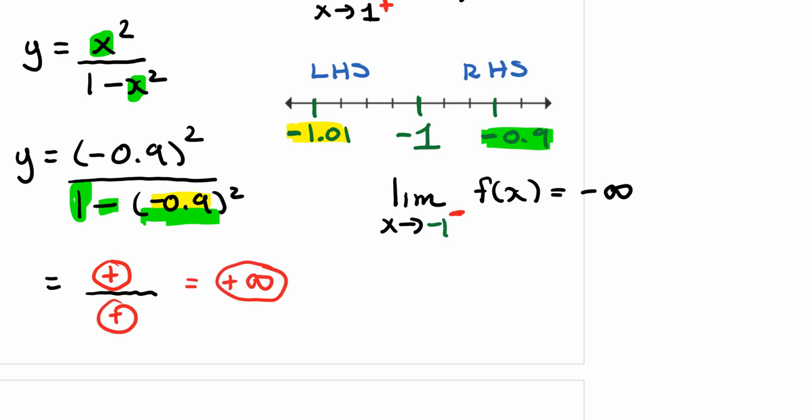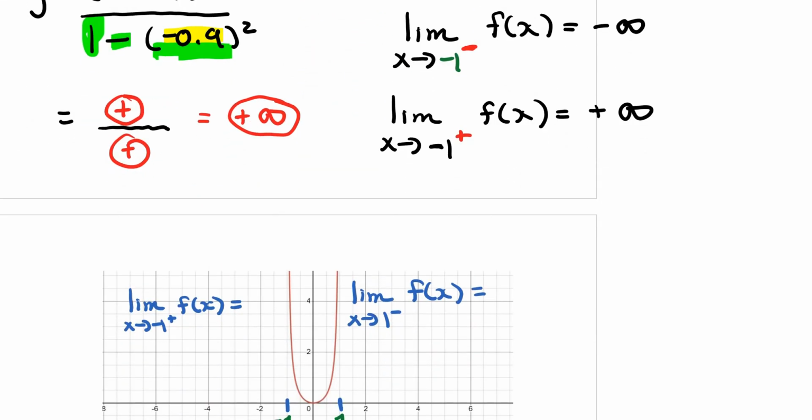Okay, so how do I write the limit statement for that? The limit as x approaches -1 from the right-hand side of f of x is going to be positive infinity. All right, so those are our answers, and what we'll do now is I will have a little graph here to kind of finish off this question.